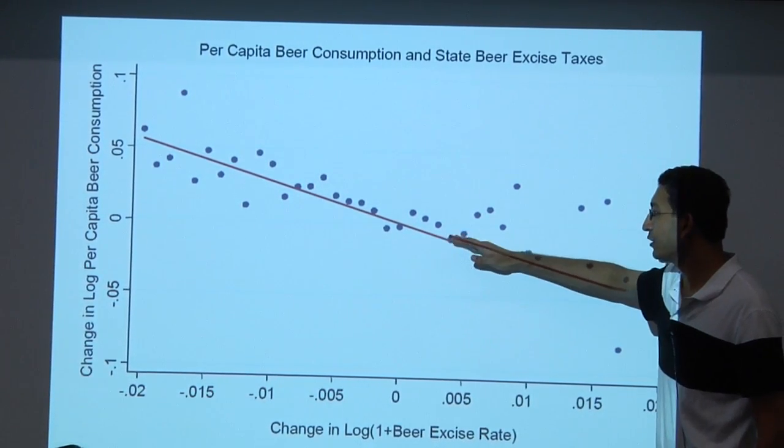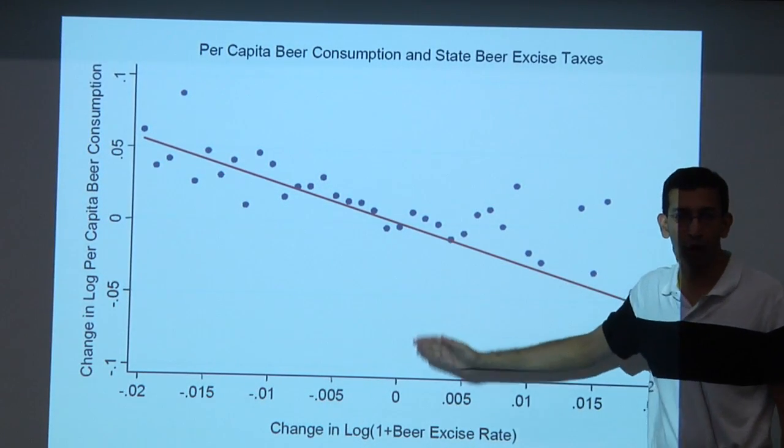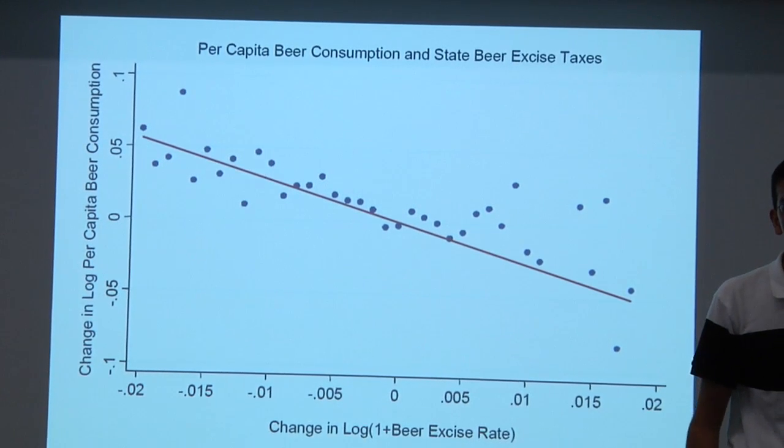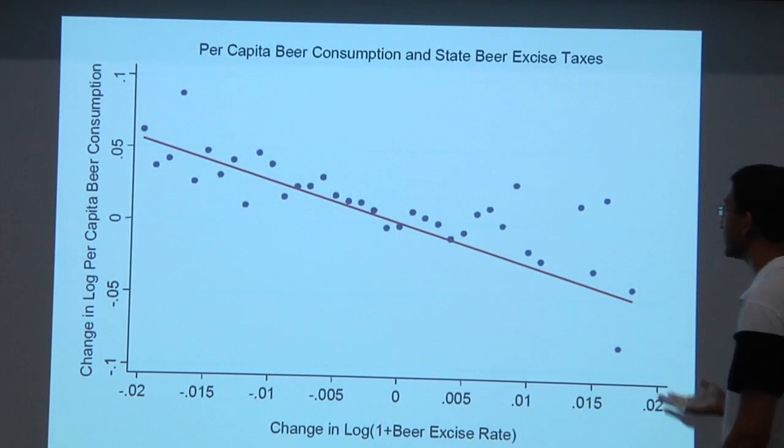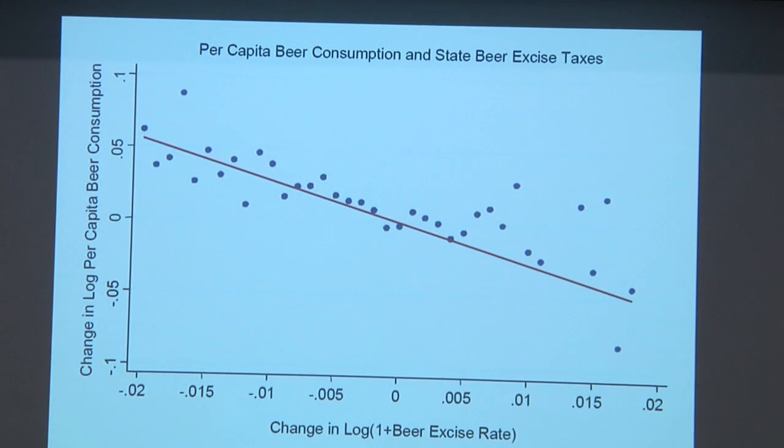So you see a clear downward sloping pattern here. This is actually well known in the literature. It just shows you that when you raise the price of beer, people drink less beer, right? There's nothing more in it than that. We're just using the beer excise tax as an instrument.